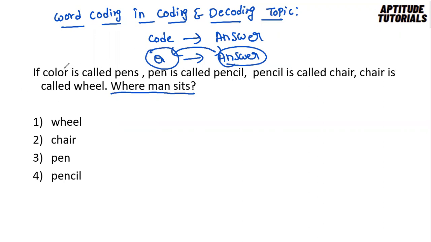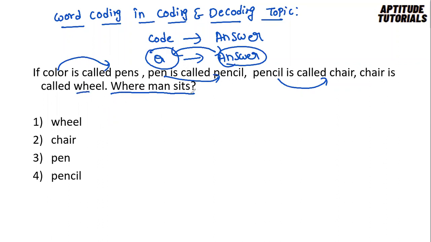Color is called pen, means if your answer is color for the question they're asking here, you have to code it as pen. If your answer is pen, you have to code it as pencil. If your answer is pencil, code it as chair. If your answer is chair, then code it as wheel.